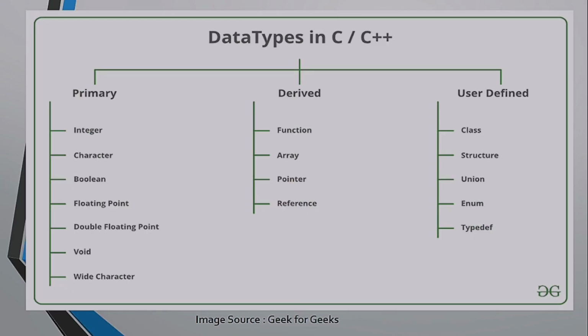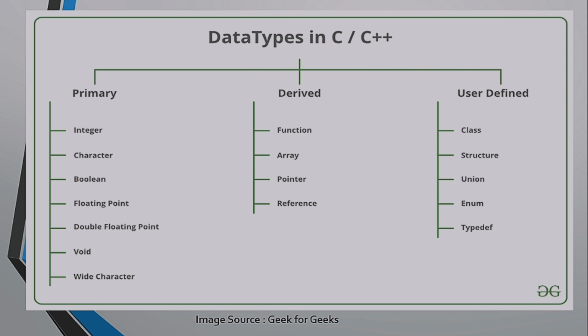So here in front of you is a picture that demonstrates the different data types in C and C++. So what are the primary data types? Integer, character, boolean, floating point, double floating point, etc. All of these kinds of data types are considered to be the primary data types.